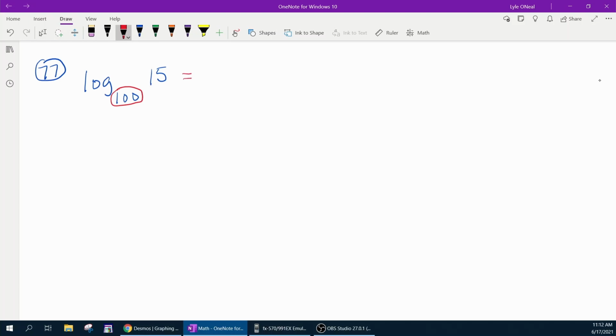So here's how it works. We're going to have a fraction. We're going to have in the numerator the natural log, because it says to use natural logs this time, of 15. And I said that the base goes in the bottom. So that's going to be divided by natural log of 100. So this is converting from base 100 to base E. And then you can calculate this electronically with pretty much any scientific or graphing calculator.